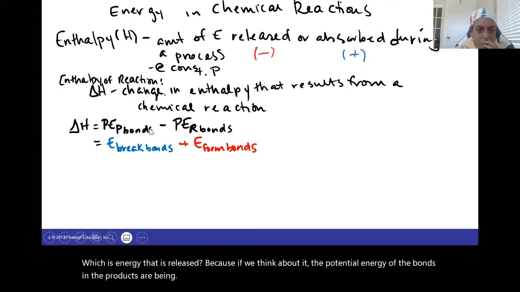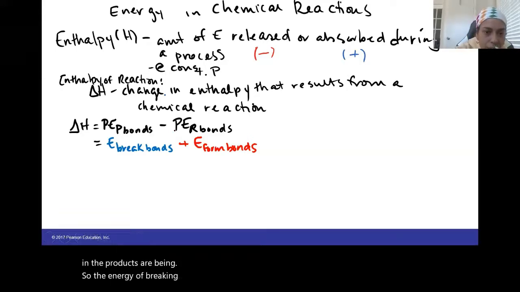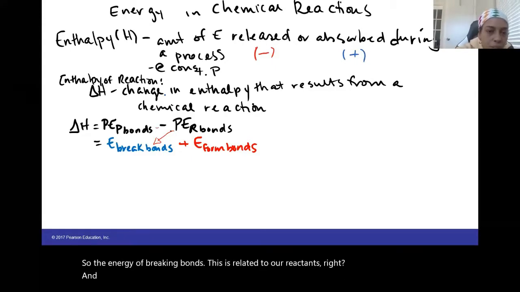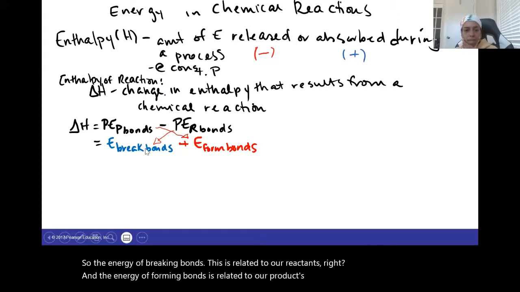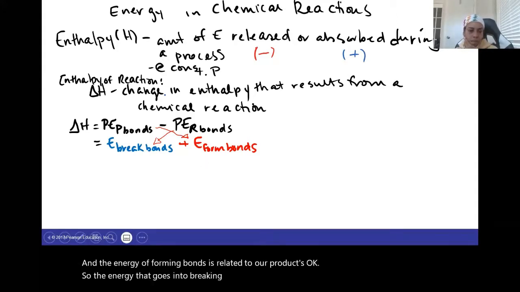So the energy of breaking bonds is related to our reactants, right? And the energy of forming bonds is related to our products, okay? So it goes in breaking the bonds plus the energy that is released when we form bonds.